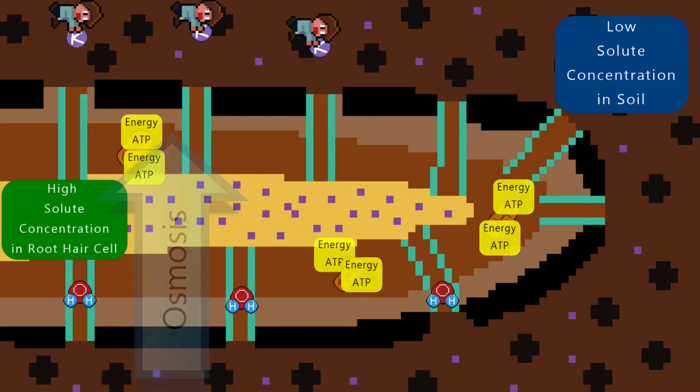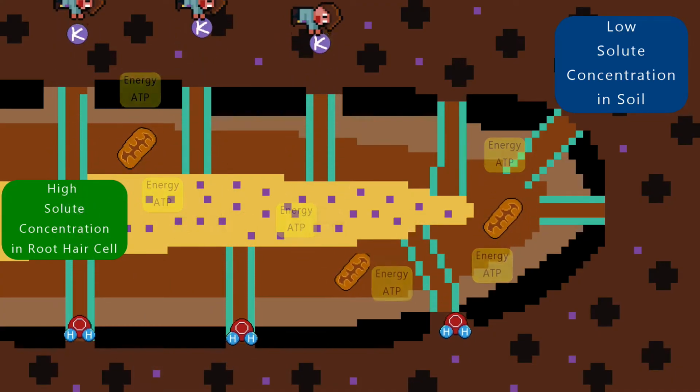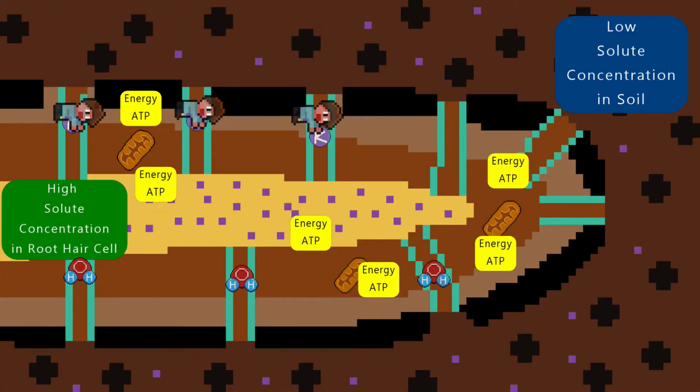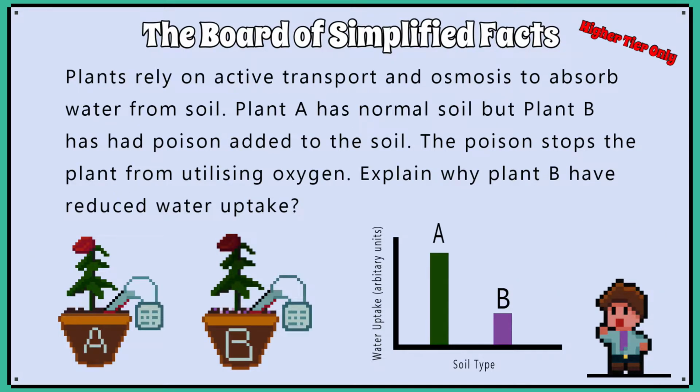Root hair cells also have lots of mitochondria, which release energy in the form of ATP via aerobic respiration to drive the active transport. A common question that pupils lose marks on is failing to link that active transport relies on aerobic respiration. For example, a question might show some data regarding water uptake by a plant in different conditions. You might be asked to explain why the rate of water uptake is lower when the plant has been poisoned and can no longer utilize oxygen.